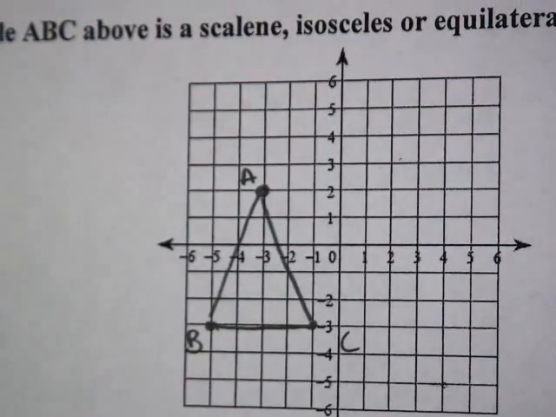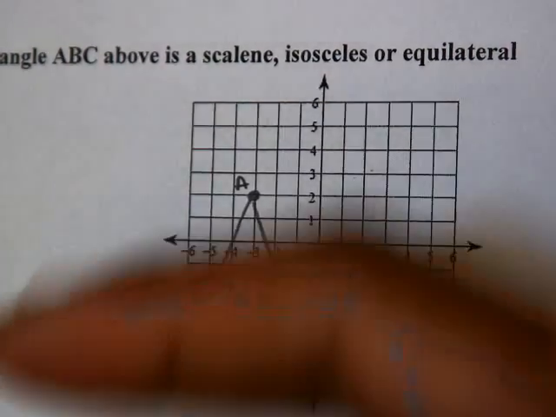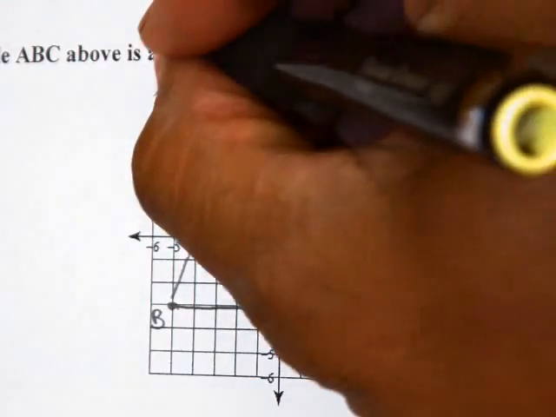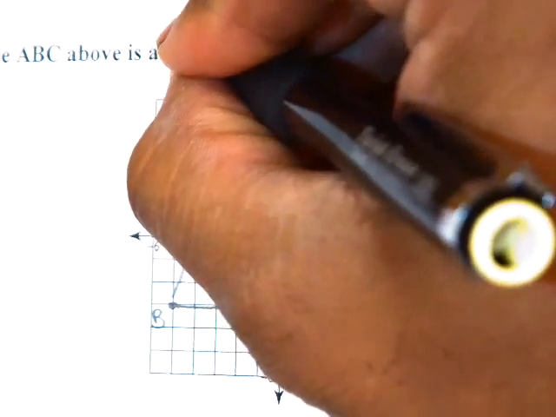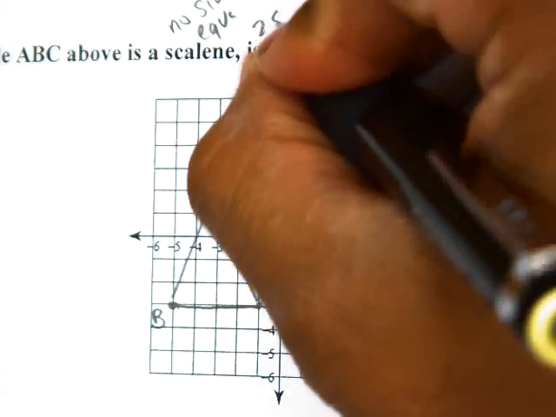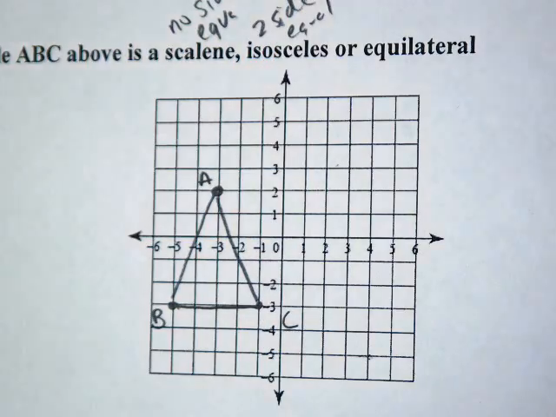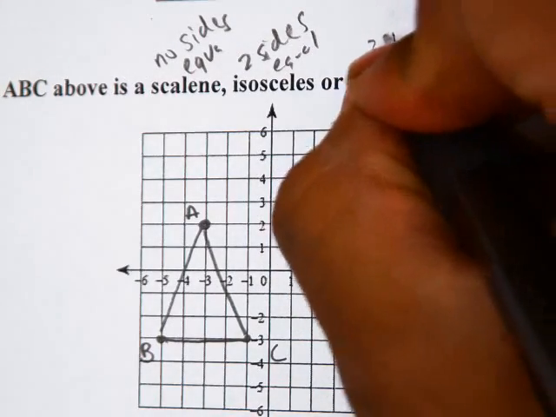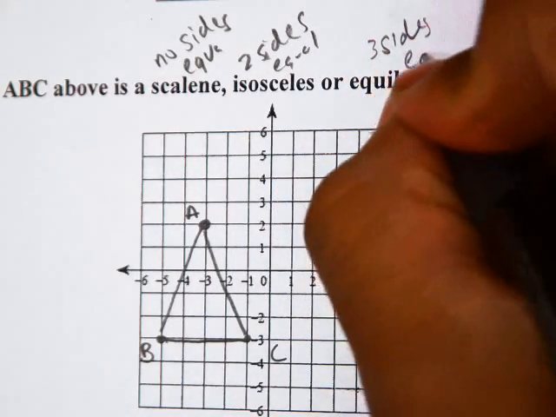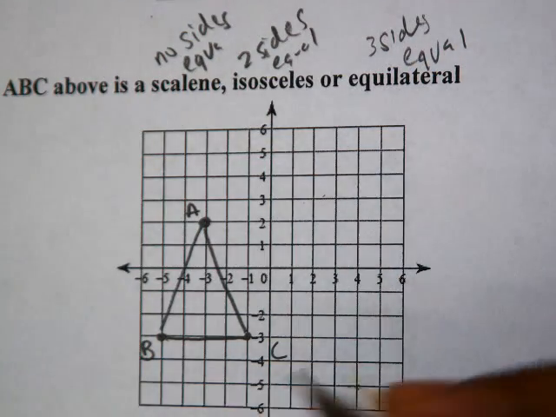To decide if this is scalene, isosceles, or equilateral, we're going to need to find the distance of each side, because scalene means no sides are equal in the triangle. Isosceles means two sides equal. And equilateral means all three sides are equal in the one triangle. So I have to find the length of all three sides.